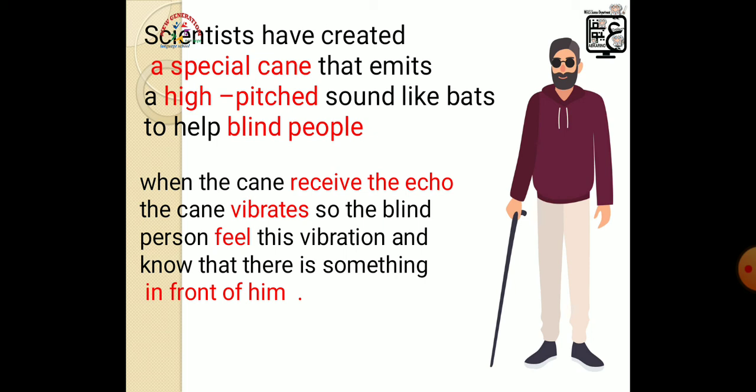Scientists have created a special cane that emits a high-pitched sound like bats to help blind people, as you see in this picture. How? Let me tell you. When the cane receives the echo, the cane vibrates so the blind person feels this vibration and knows that there is something in front of him.